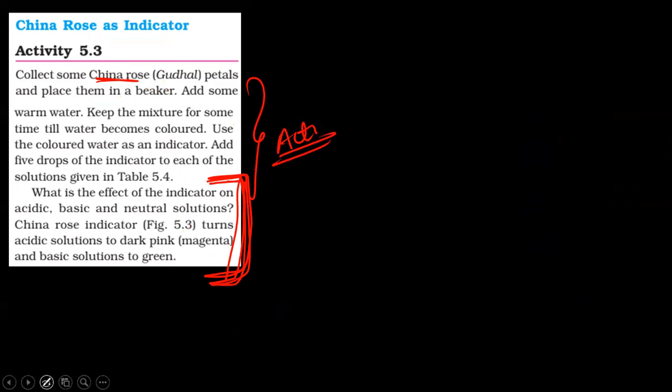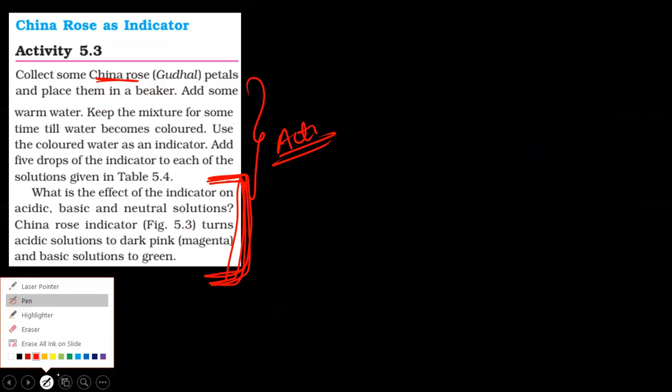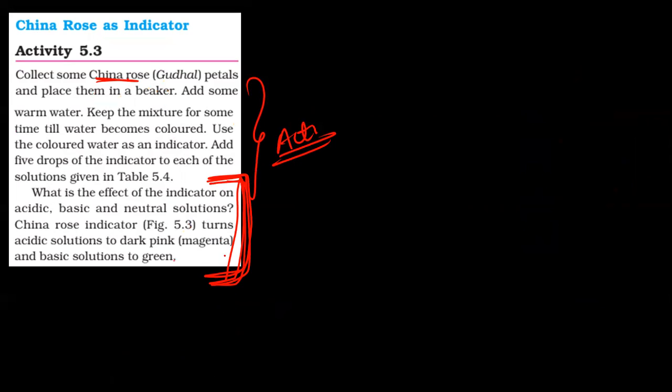Next is China rose. Again, we can get it from nature, so it's a natural indicator. So China rose, and this is an activity. Do read through it. The important part is here, which can be asked for 1 mark, the conversions. So I will be giving you another trick to remember this. China rose indicator turns acidic solution to dark pink or magenta, whereas basic solutions to green.